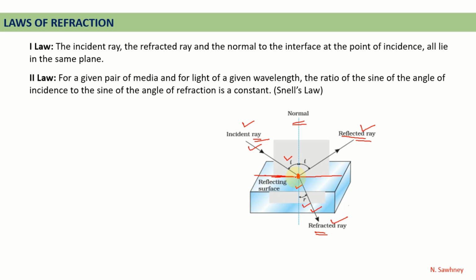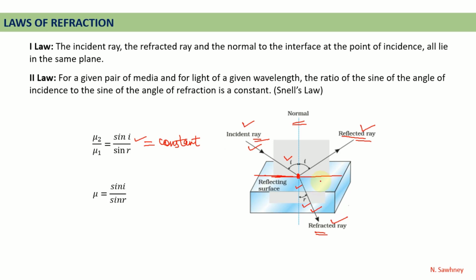and for light of a given wavelength, the ratio of sine of angle of incidence to the sine of angle of refraction is a constant. That means sine of angle I upon sine of angle R is a constant value. Now this constant value is termed as refractive index.